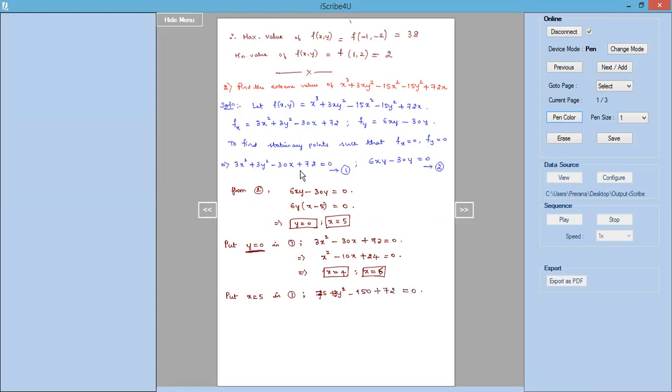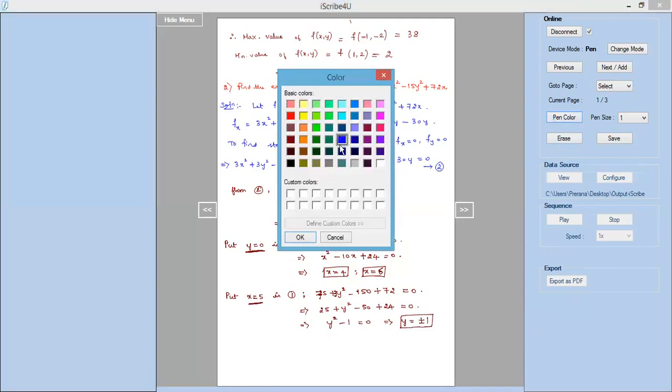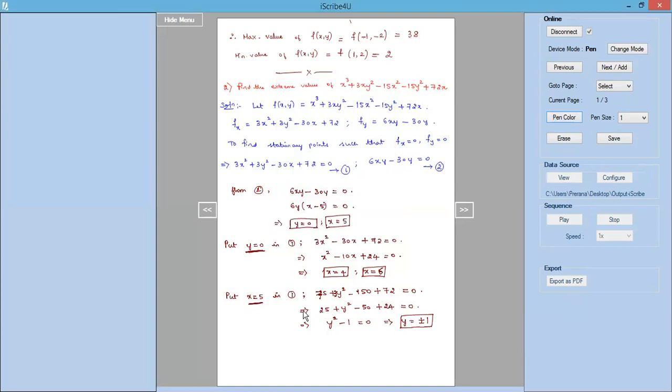So we observe that this is divisible by 3 throughout. So we are rewriting the equation as 25 plus y square minus 50 plus 24, and this simplifies to y square minus 1 is equal to 0, or y is equal to plus or minus 1. We got these values of y as plus or minus 1 from x is equal to 5. Thus we can write down the critical points from this as 5, 1 and 5, minus 1.